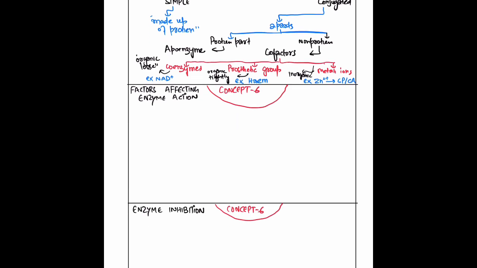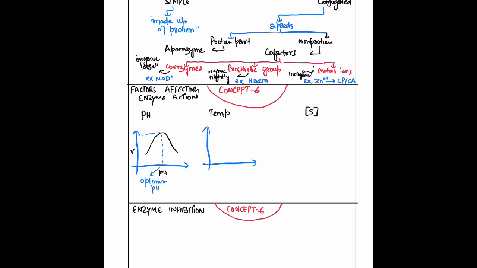Now, the factors affecting enzyme action. There are three main factors. One is pH, second is temperature, and third is substrate concentration. And we must know the graphs. For pH, the graph of velocity versus pH will be like this, where you will see this pH gives maximum activity. This is called the optimum pH. The same type of graph is obtained when you plot against temperature, and here you will get the optimum temperature for the enzyme, where the activity is maximum.